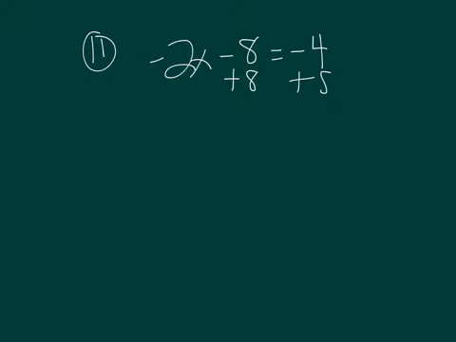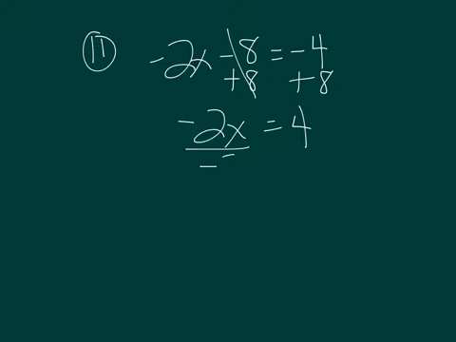Number 11, negative 2x minus 8 equals negative 4. Gosh, a lot of negative signs on this one, huh? All right, once again, do we divide by negative 2? Well, we will eventually, but let's get rid of the constant first. Okay, so our constants go away. I bring down negative 2x equals, what's 8 minus 4? 8 minus 4 is 4.